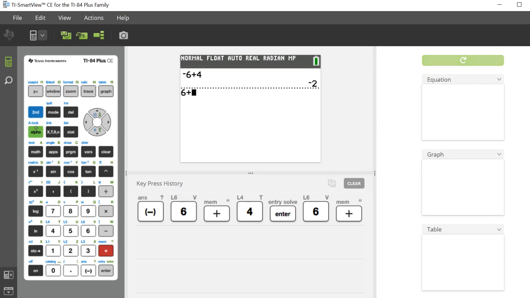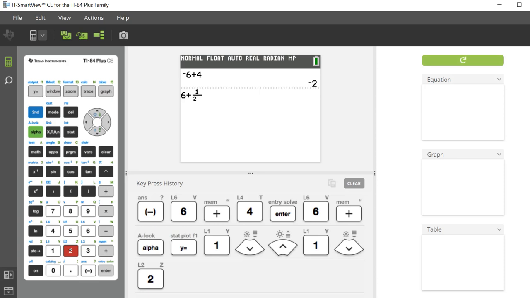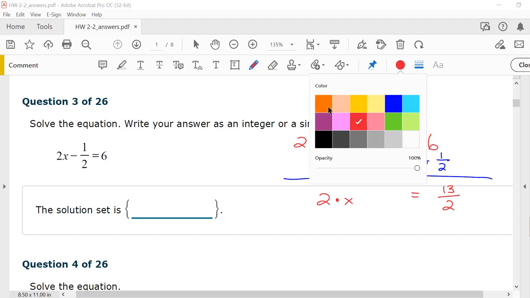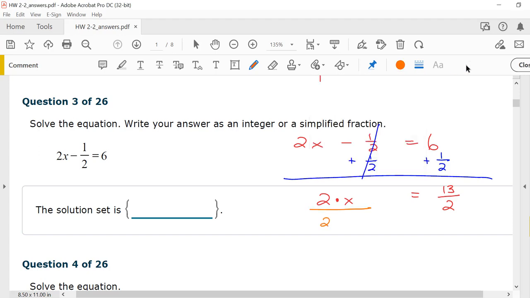I'm going to type 6 plus 1 half. 6 plus 1 half is 13 halves. See how quick and easy your calculator can do fractions? Okay, if I have 2x equals 13 halves, that's really 2 times x. So I need to divide both sides by 2. 2 divided by 2 is 1. 1 times x is x.